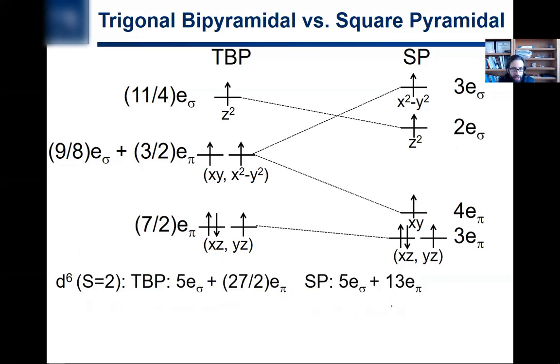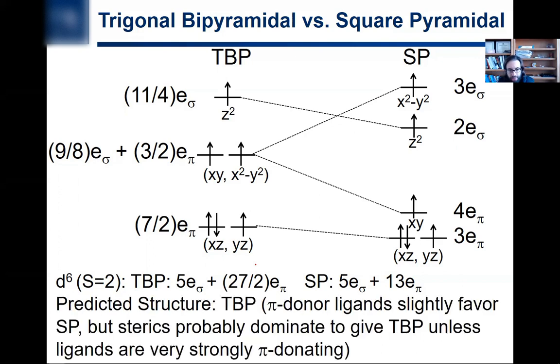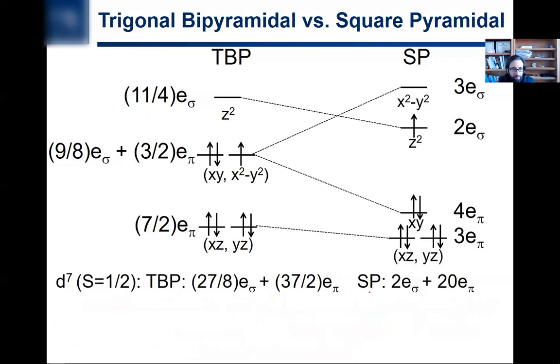What if you have a pentet? This is 4 unpaired electrons. Pentet, 2S plus 1, 2 times 2 plus 1 is 5. D6 configuration. Here, 5 E sigmas wash out, and you're only a half a E pi away. So this is going to be back to one of these D1, D2 type cases where probably you're going to be TBP, but if you have a strongly pi donating ligand, you might be SP.